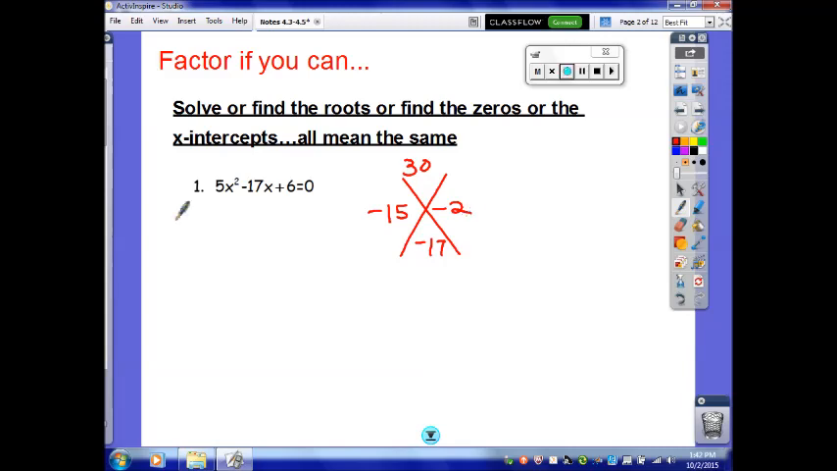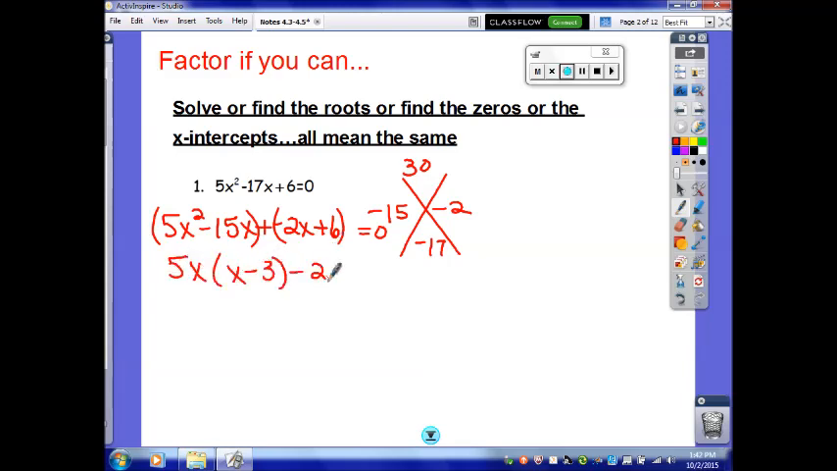Alright, let's factor. We're going to rewrite that middle term. Group the first two, group the second two. Factor out 5x. Factor out negative 2. So my factors are 5x minus 2 and x minus 3.